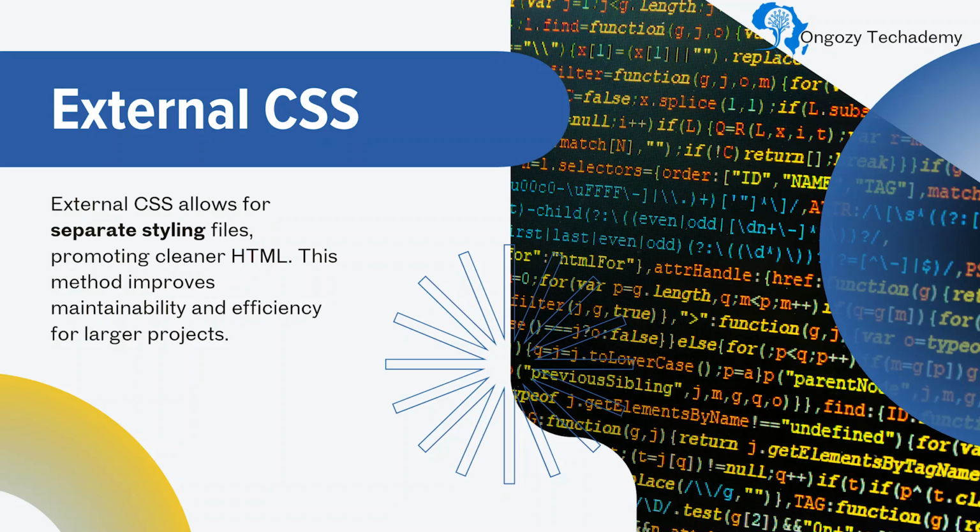External CSS is a way to style your website by writing all your CSS rules in a separate file, usually named something like style.css, and then linking that file to your HTML. It's the cleanest, most professional method for styling web pages.